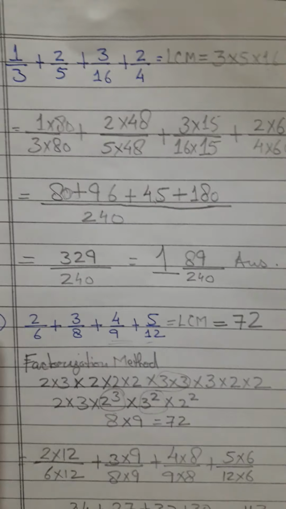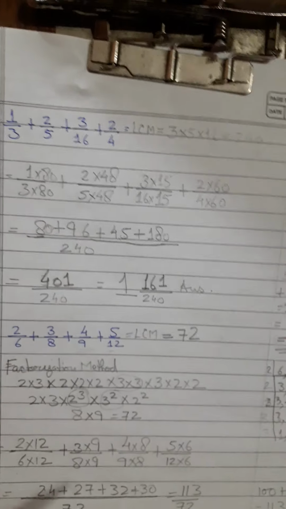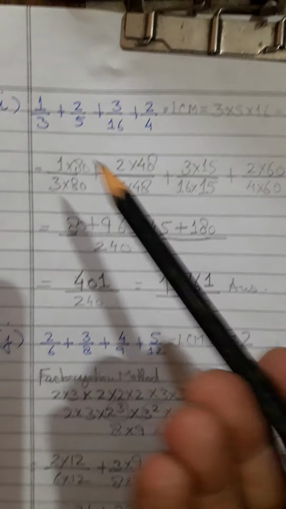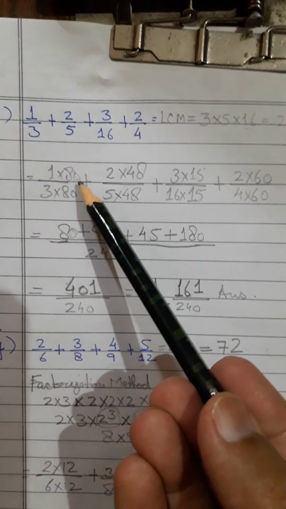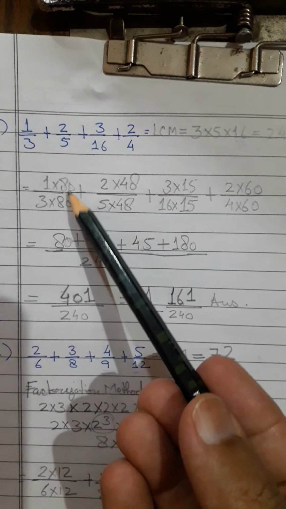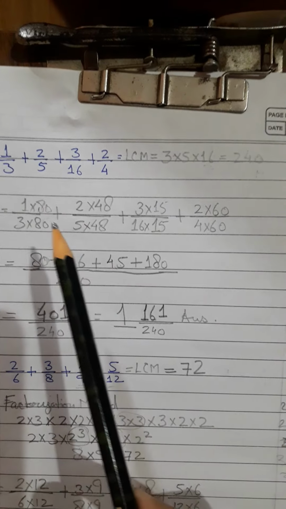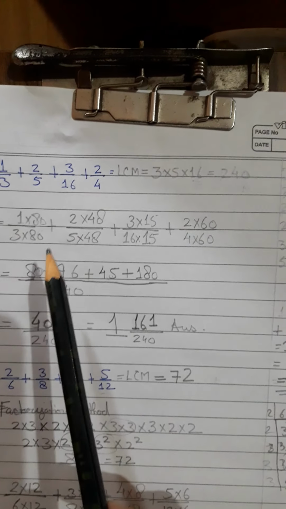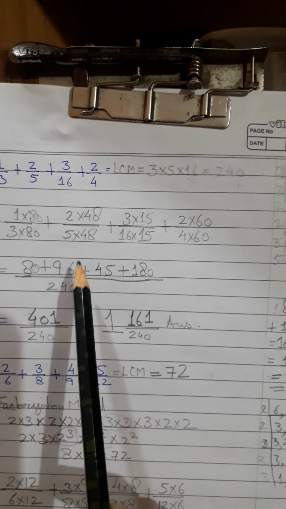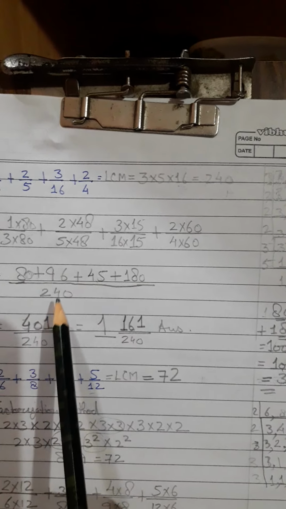Just give me a moment. See children, at times silly mistakes like I made, not making it 80 and just multiplying it by 8, would have led me to a different answer. So just be careful over there. Right? So 80 plus 96 plus 45 plus 180 over 240.